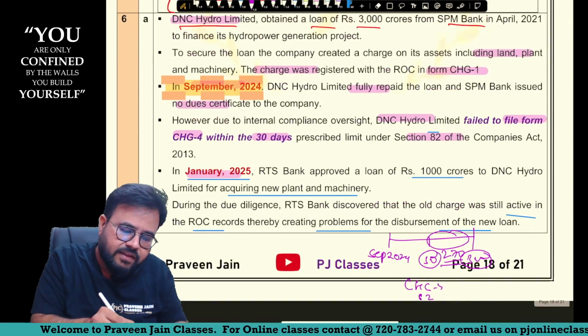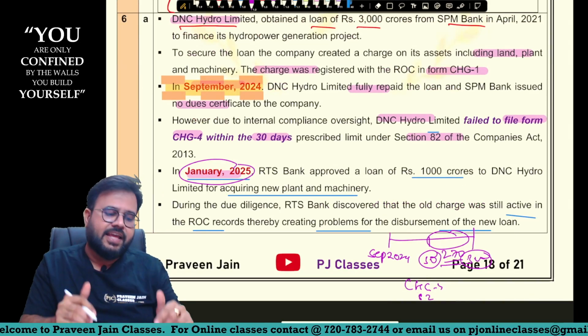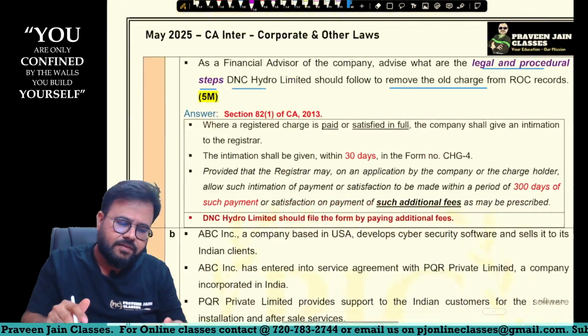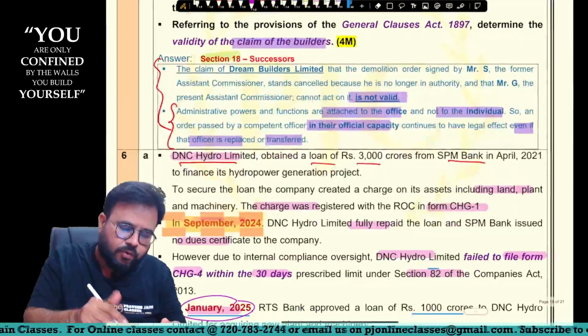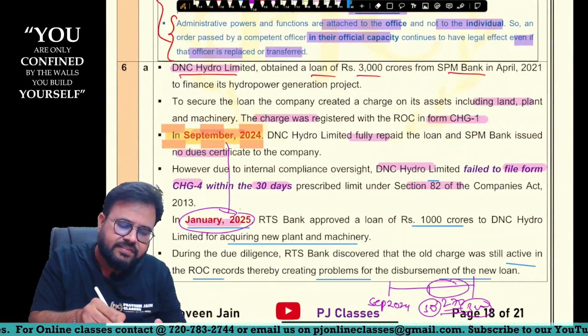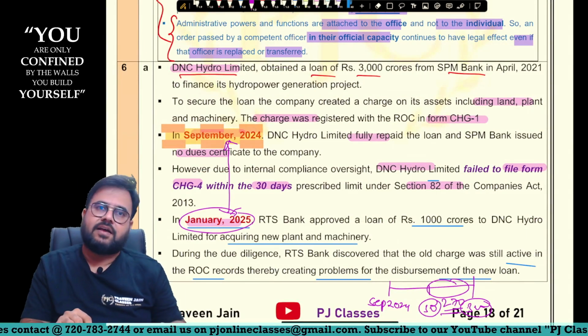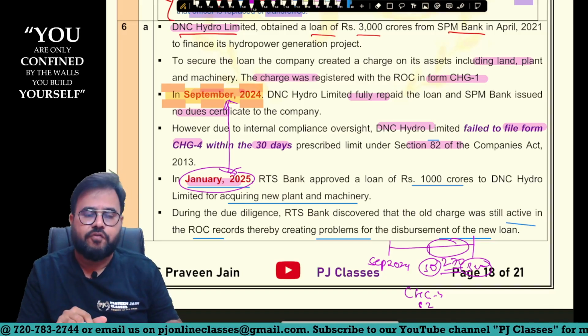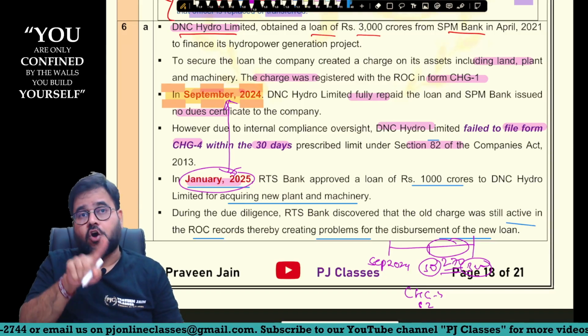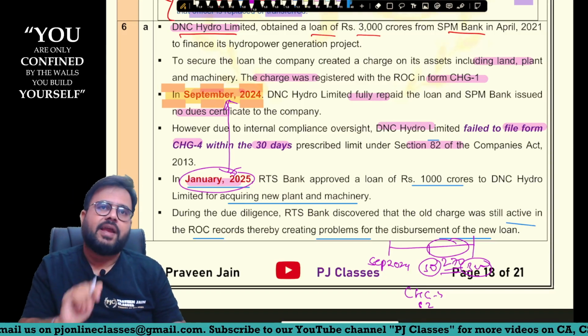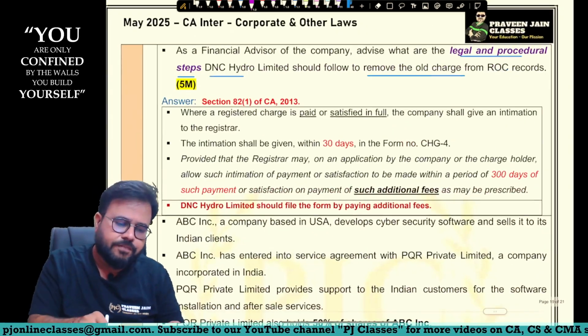Now, can I say January 2025 they are taking a new loan, sir? So obviously, yeah, within the time limit only, sir. So hence 300 days are not over. So, can the company still make an application? Answer is yes. CHG4 they have to file, sir. But in this case, they have to pay normal fee and additional fee. That is the procedure, sir.